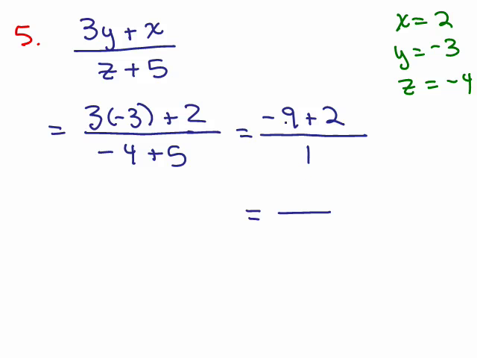In the numerator, I've got negative 9 plus 2, which is negative 7, divided by 1. Well, any number divided by 1 is itself. So the correct answer is negative 7.